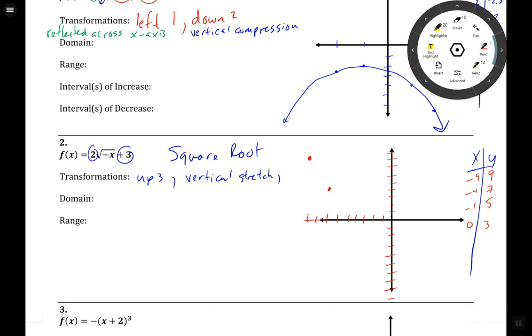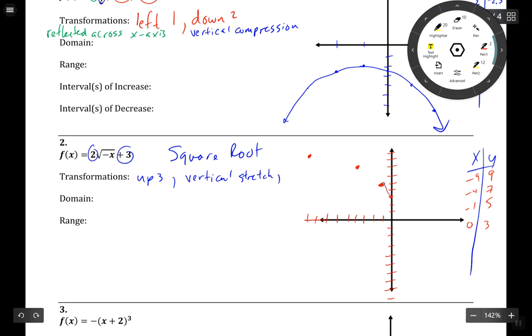Am I doing that right? I got that right, right? What am I doing wrong? I'm going the wrong way. I'm doing the wrong ones. I've got negative 9 should be 9. And then negative 4, 1, 2, 3, 4 should be 7. That's better. Right there. And then negative 1 should be 5. 1, 2, 3, 4, 5. There we go. And then 0 should be 3.